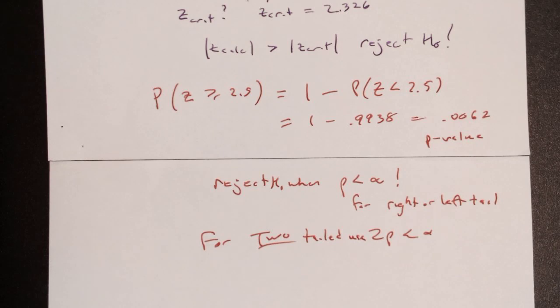Again, there's a 1% significance level. I will only accept my null hypothesis if there is a greater than 1% chance that this happened randomly. This was really unlikely to have happened randomly. There's only a 0.6% chance it happened randomly. Reject.